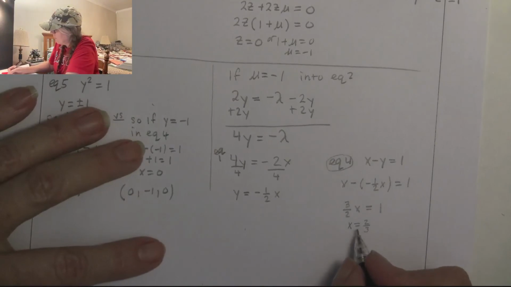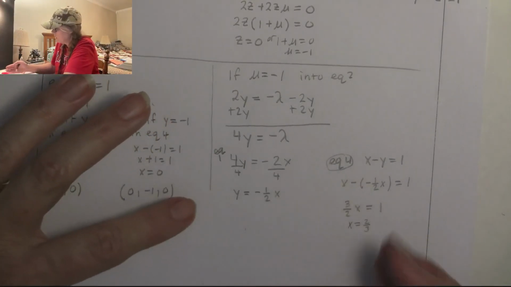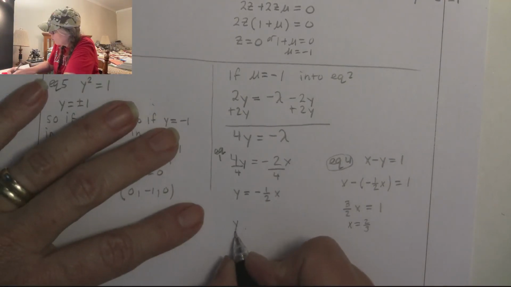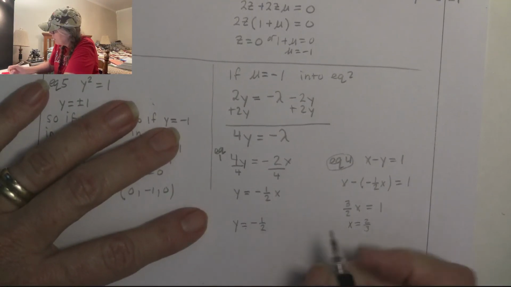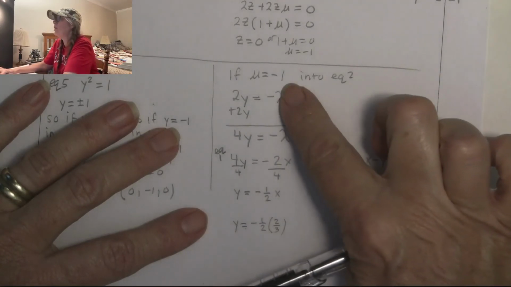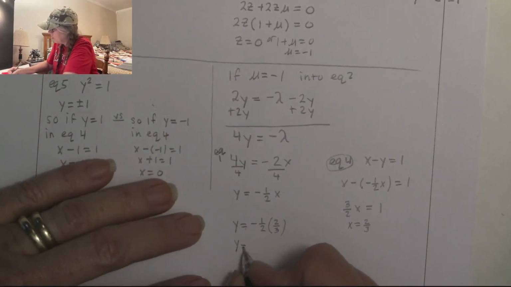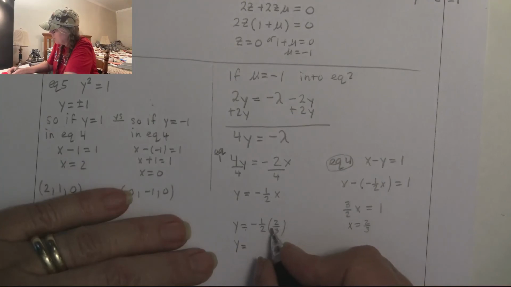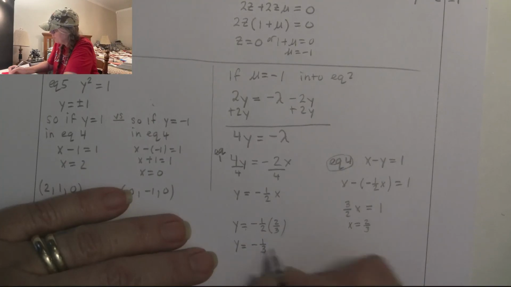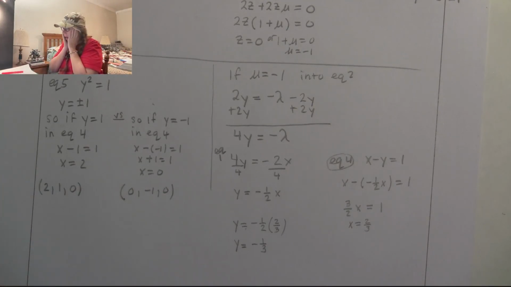And so then I found out using this equation 1 back over here again. Well, then y equals negative 1/2 times x. And all of this was led from mu equals negative 1, led me to finding these values for x and for y. And so here I'm getting negative 1/3. So I was thinking, okay, we know x, we know y, we need to know z.